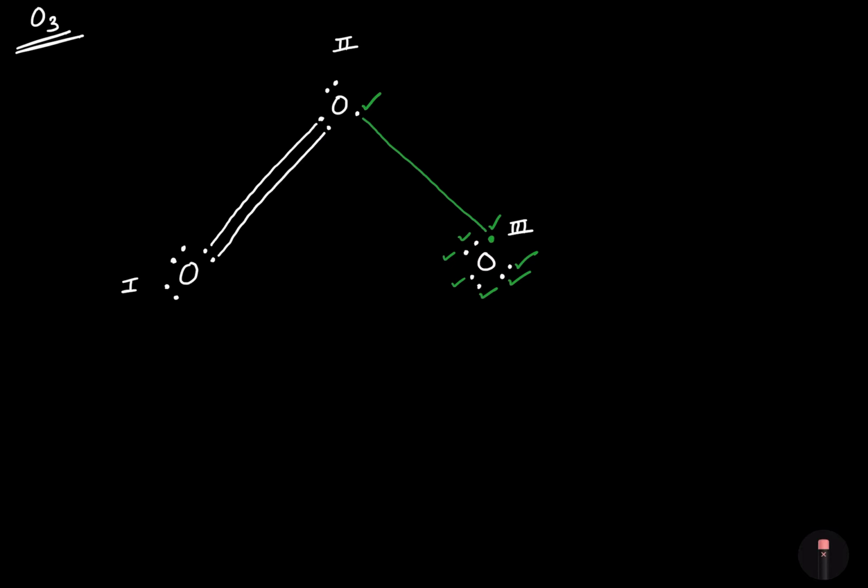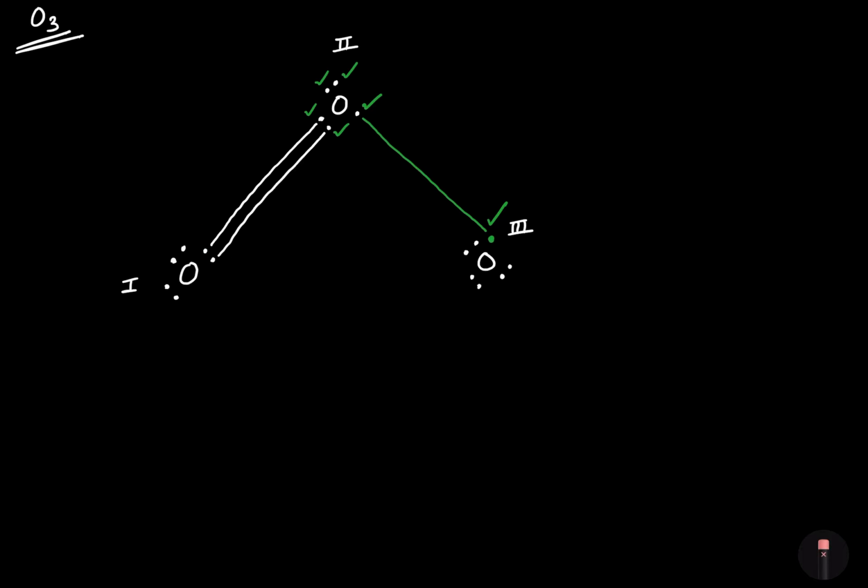I'm recounting the electrons of oxygen number 2. Sorry. It's number 1, number 2, number 3, number 4, number 5, number 6, number 7 and finally the number 8. So the octet of oxygen number 2 is also completed. Octet of oxygen number 3 is also completed.